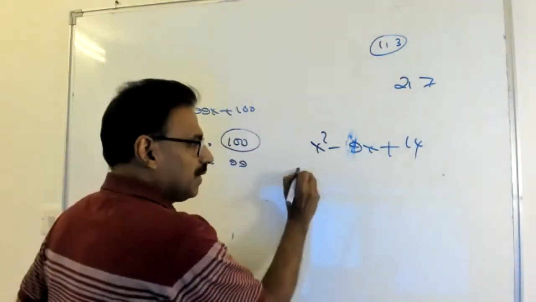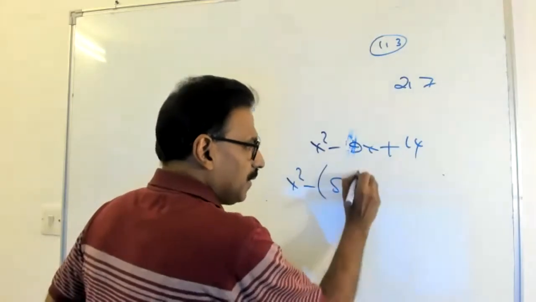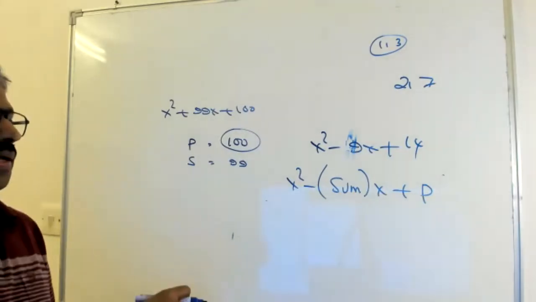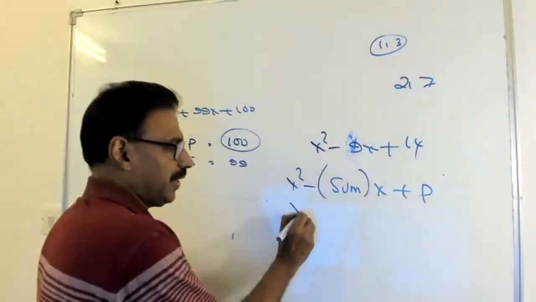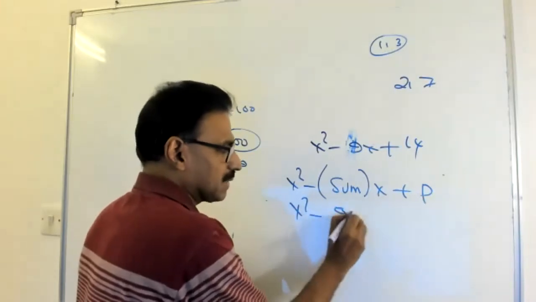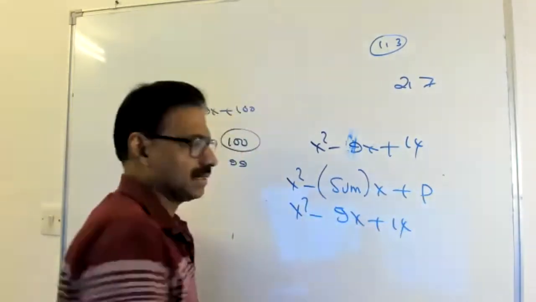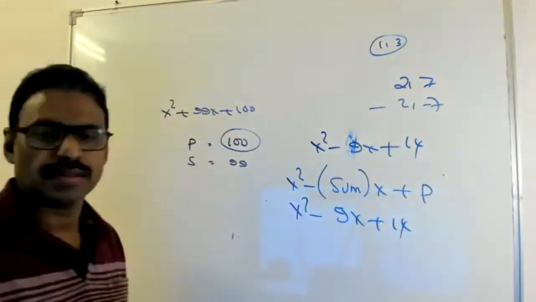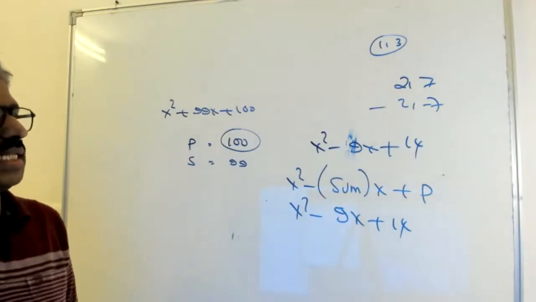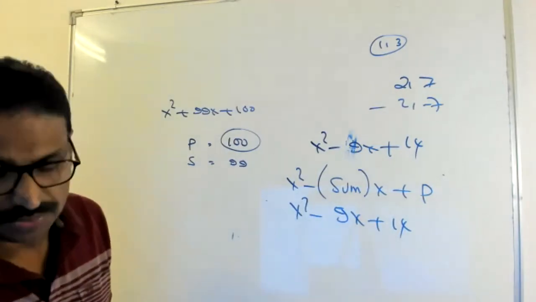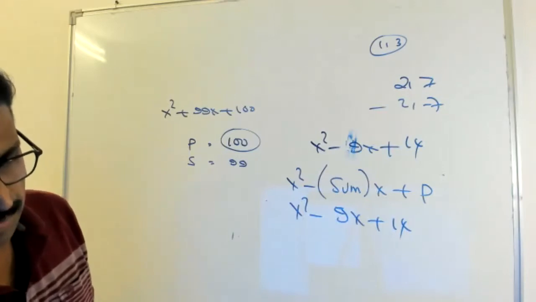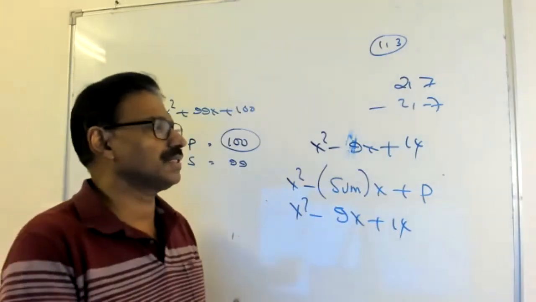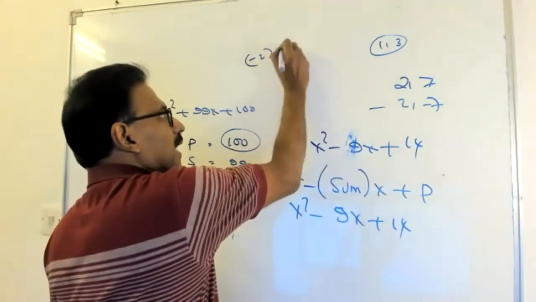Because the form is what? x square minus sum into x plus product. Correct? So x square minus 9x plus 14. Now, if it is minus 2 and minus 7, what happened? Minus 2 and minus 7, what is the sum? Minus 2 plus minus 7, what is the answer?